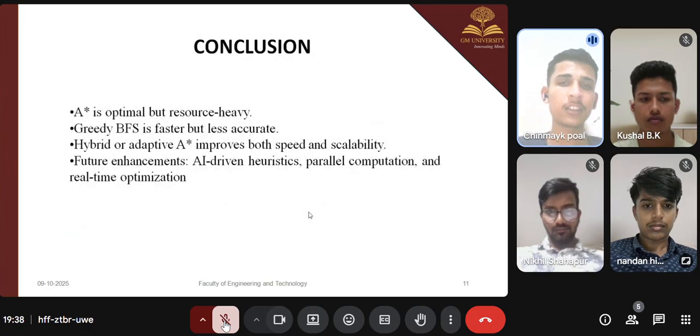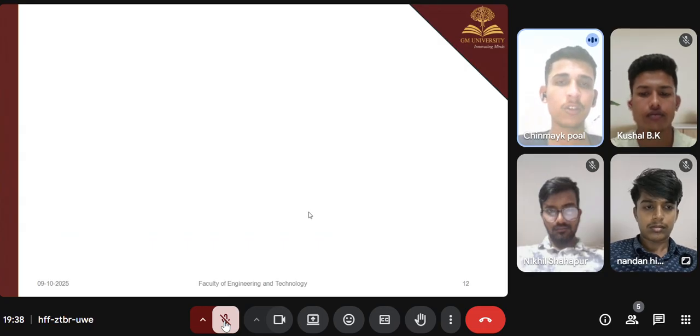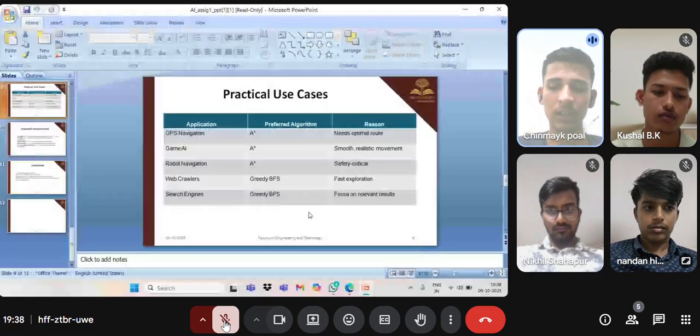And here is the last conclusion. A star is optimal but resource heavy, and greedy BFS is faster but less accurate. Hybrid or adaptive A star improves both speed and scalability. In future enhancement: AI driven heuristics, parallel computation, and real time optimization. And next, the code will be explained by my friend Kushal.